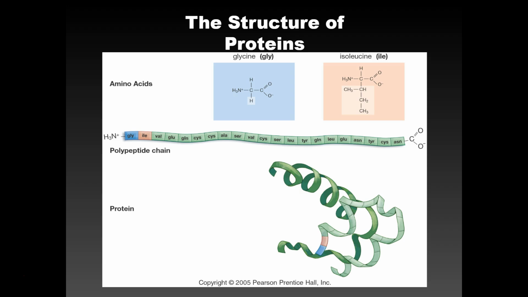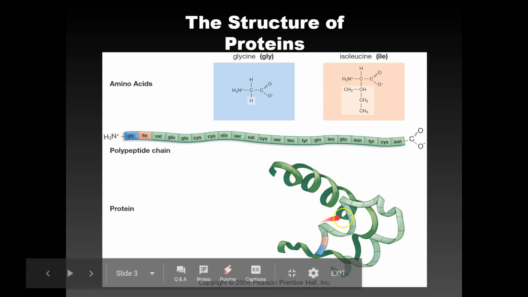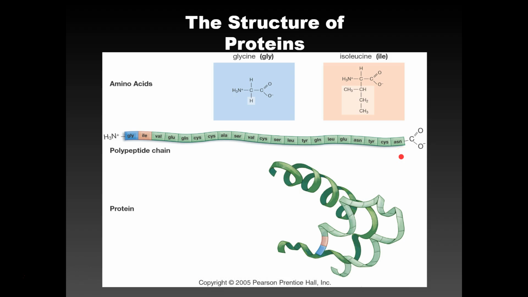So because amino acids have different properties, the protein that they're going to make up is going to have different properties as well. And you can see this particular amino acid has all of this kind of three-dimensional structure to it, which is going to be a huge factor in determining its function.